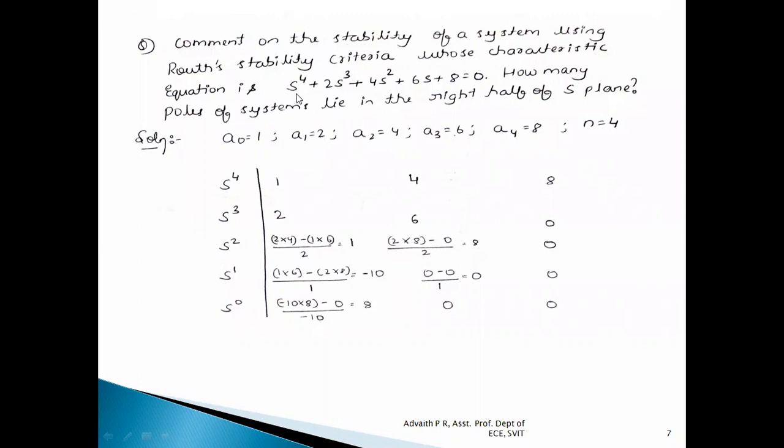Whenever a characteristic equation is given, to write the Routh array, we'll consider the highest power of s we have. The highest power of s we have is 4, s to the power of 4. So s to the power of 4, s cube, s squared, s to the power of 1, s to the power of 0. So we have to fill all these values now.